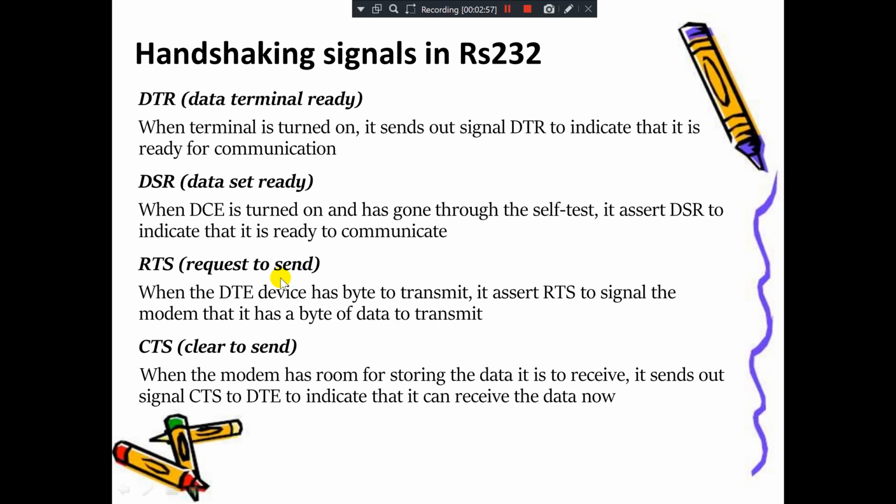Request to send: when the DTE device has a byte to transmit, it asserts RTS to signal the modem that it has a byte of data to transmit. And CTS, clear to send: when the modem has room for storing data, it sends out the signal CTS to the DTE to indicate that it can receive the data now.